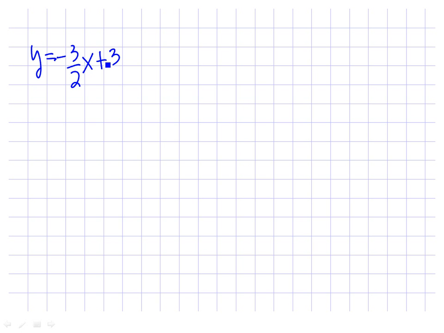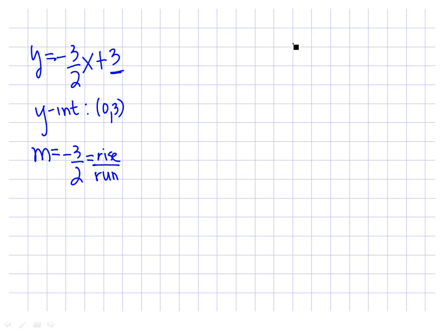So what you could do to graph this is find the y-intercept. Again, it is 0, 3. And from there, you will rise, run. Your slope is -3 over 2, which is the same thing as rise over run.